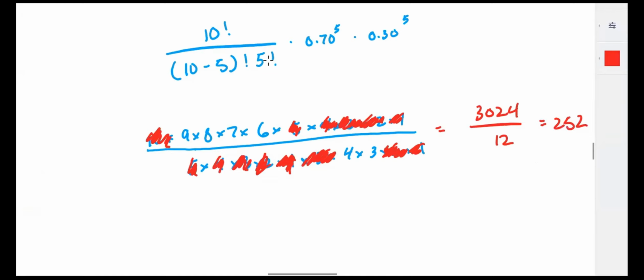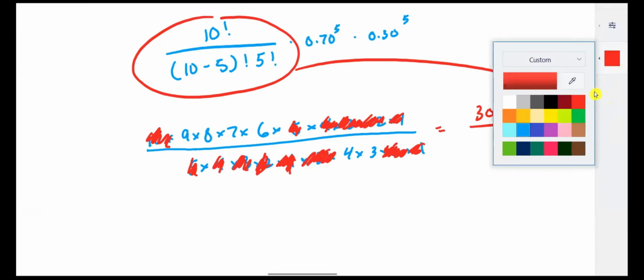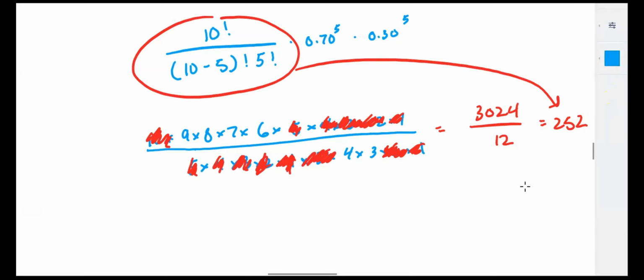252. Okay, so that's this whole thing. This whole thing works out to be 252. So what I'm going to do now, let's go back to my soothing blue. We have 252 possible ways to choose 5 from a group of 10, assuming order doesn't matter. That's what we've just done. This needs to be multiplied by the 70% to the power of 5, by the 30% to the power of 5. This is going to go into a calculator.